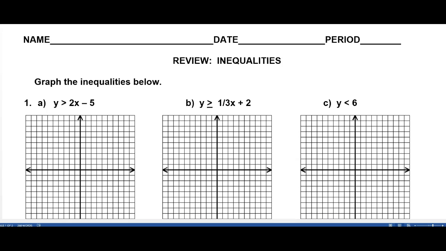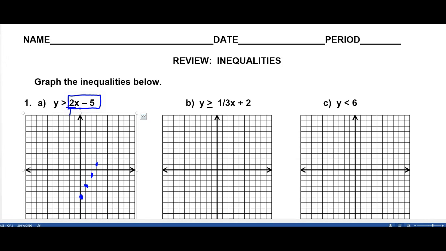They're already solved. They're already in y equals mx plus b form for us, so there's no solving here. We graph this part just like we would a normal mx plus b equation. Start with our y-intercept, -5. 2 over 1 is our slope. So rise 2, run 1, up 2 over 1, up 2 over 1.